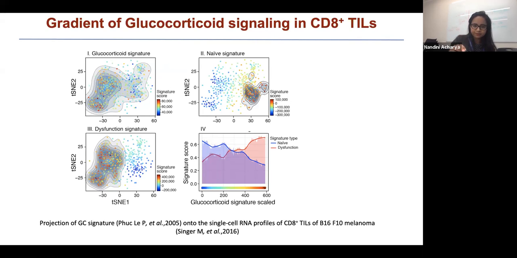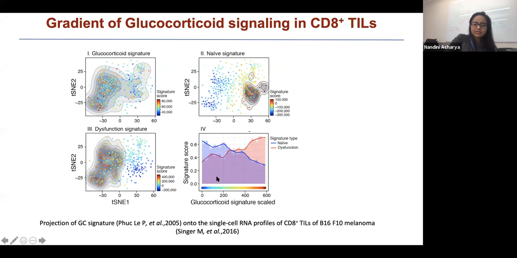the glucocorticoid signature. Now, to better understand the relationship between these three signatures, we scored all the cells for the three signatures. And as you can see in this figure, we've scaled the glucocorticoid signature in the x-axis and the naive and the dysfunction signature in the y-axis. So as you can see here, as the cells acquired more of the glucocorticoid signature, they transitioned out from a naive-like phenotype and gradually acquired more of the dysfunctional phenotype.